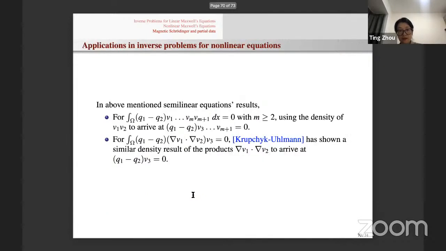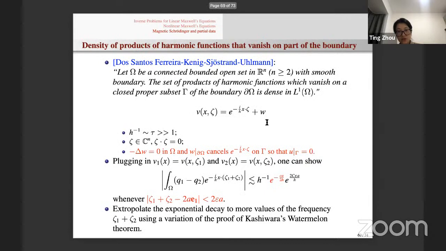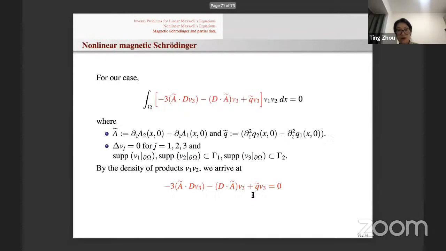Okay. These are the two works I mentioned earlier with different kinds of nonlinearity. They use the same technique to prove the density of the product of solutions, by essentially deriving estimates looking like this. For us, we modified the argument a little bit because we have two extra terms for the magnetic potentials.